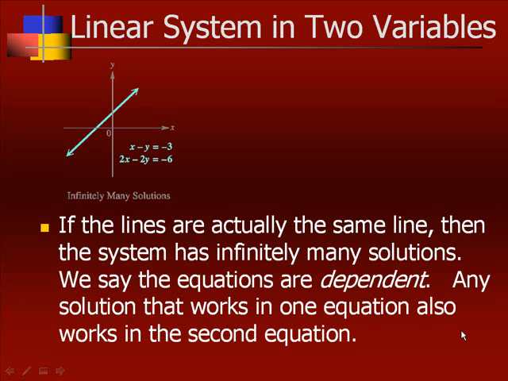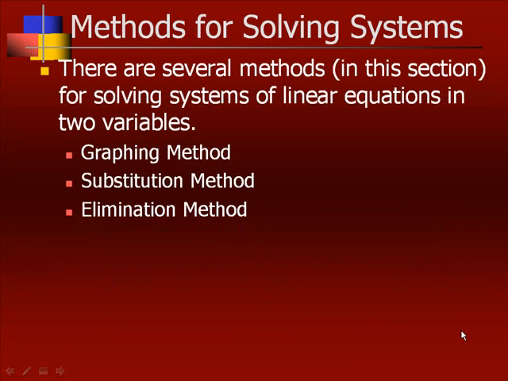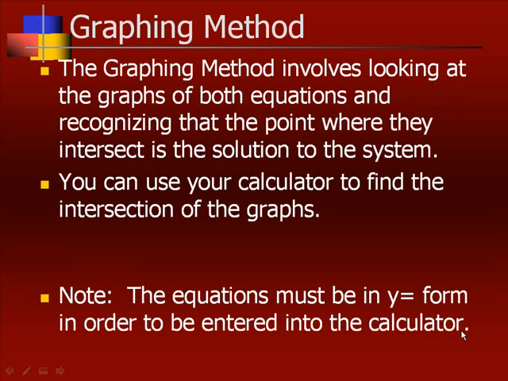We say that the equations are dependent, and many solutions means any solution that works in one equation will also work in the second equation. Now, we're going to talk about several methods for solving systems of linear equations in two variables: the graphing method, which we've talked about, the substitution method, and the elimination method.